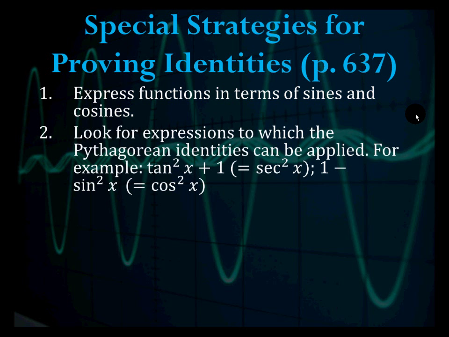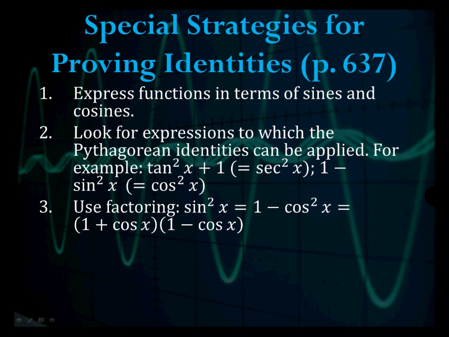Another strategy that you're going to use a lot is to see which Pythagorean identities can be applied. So, for example, the tangent squared plus 1 equals secant squared. 1 minus sine squared is cosine squared. There's also the cotangent squared plus 1 equals cosecant squared. So, if you see those or expressions based on those identities, that will go a long way. In other words, if you see a tangent squared, secant squared, sine squared, cosine squared, cosecant squared, cotangent squared, look to see if this is something that could work for you.